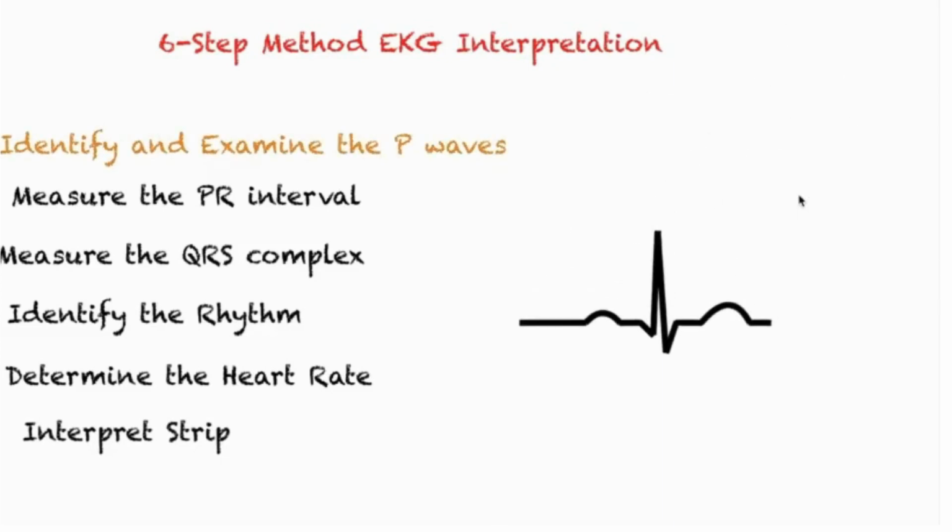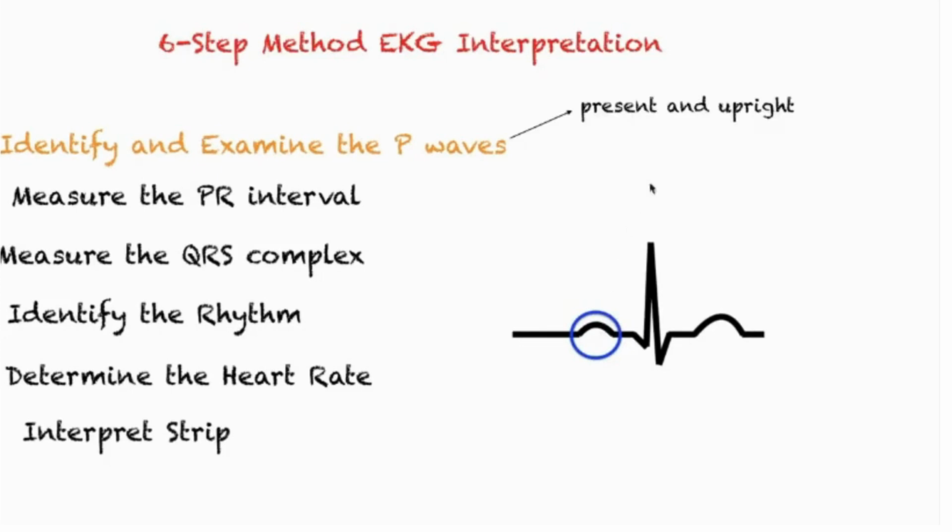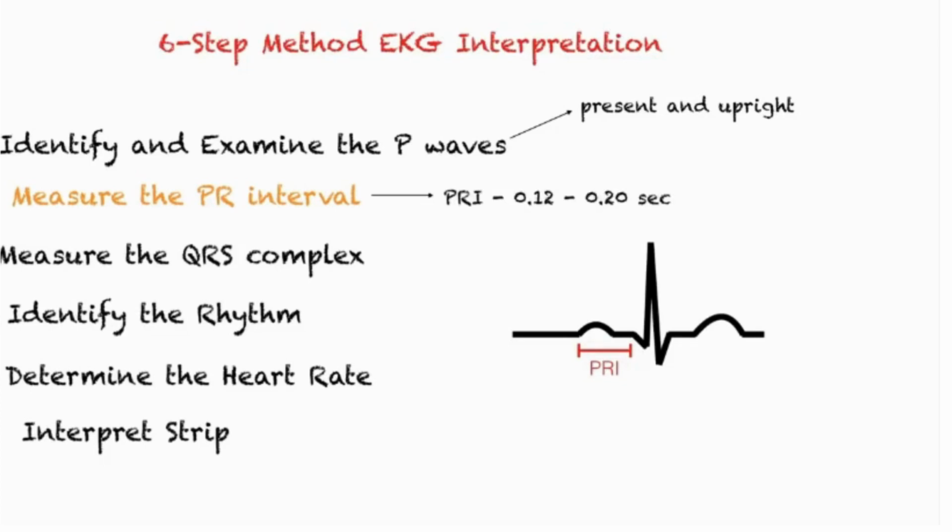Let's start off with identify and examine your P waves. The normal P wave would be present and upright. If the P wave is absent or inverted, then it could indicate a form of dysrhythmia such as a junctional rhythm. Next up, we are going to measure the PR interval. The PR interval is the distance between the beginning of the P wave and the beginning of the QRS complex. What we do is we count the number of small boxes in between and multiply it by 0.04 seconds. Our magic number for the PR interval is 0.12 to 0.20 seconds. Anything more than 0.20 seconds could indicate another dysrhythmia such as heart blocks.